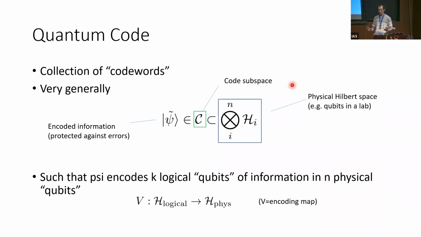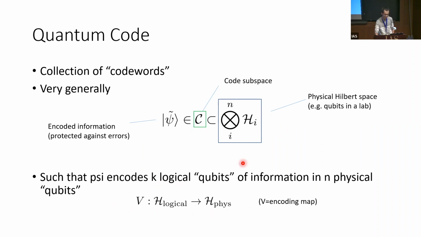So let me first talk about what a quantum code is, right? Here by quantum code, I just mean the most general sense. It's a collection of code words, typically designated as a Hilbert subspace. This is called the code subspace, which is a subspace of what's often referred to as the physical Hilbert space. So the scenario we're imagining is that you have a lab, you have a bunch of qubits that you can control, right? And each qubit corresponds to a tensor factor over here. And then you can encode your important message that you would like to protect against quantum errors in this code subspace C.